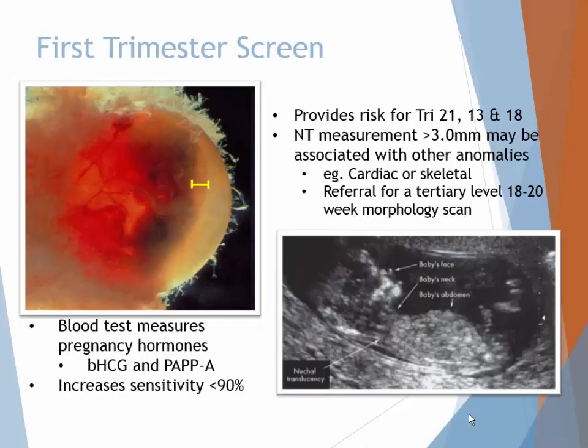First trimester screening. What they're doing is actually looking at the fluid at the back of the baby's neck. And they've worked out that if it is larger than normal, kind of like in this picture, they're more likely to have a baby with chromosome problems.